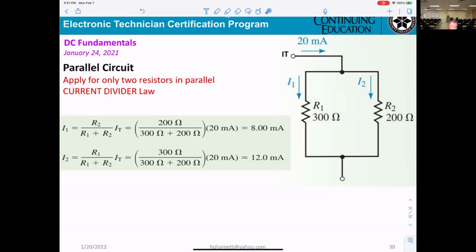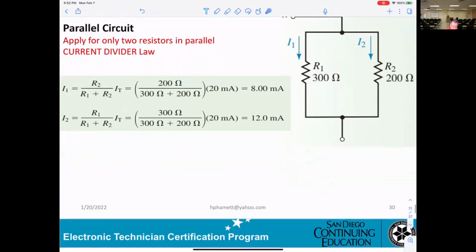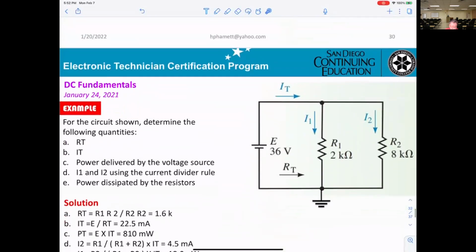So that is a total current of 20 milliamp. Now, if you want to calculate I1 or I2, then you have to apply this formula: I1 equals R2 divided by R1 plus R2, times I total. Okay? That's just a formula. We did not make it up. We have to follow it. If you have a question, stop me, okay?